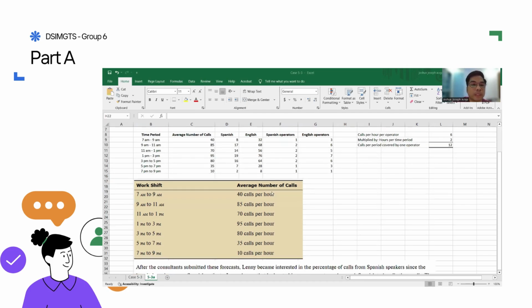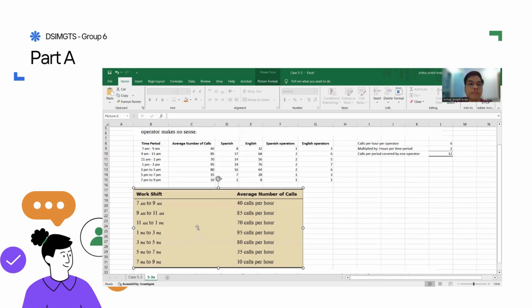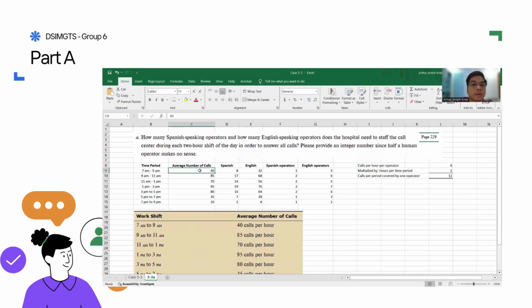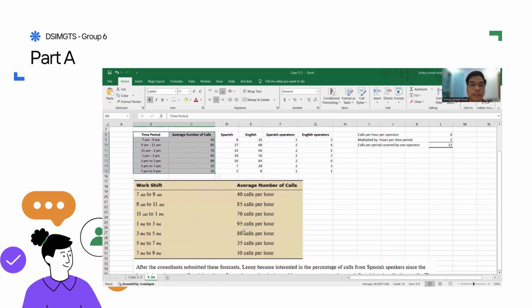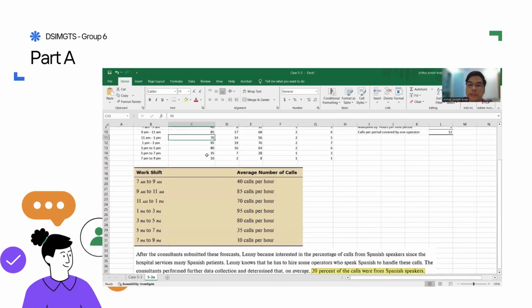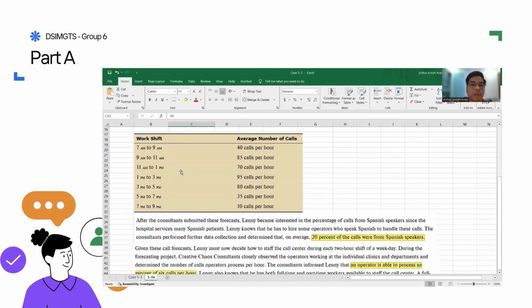So the problem gives us this table, which indicates the average number of calls for each time period from 7 a.m. to 9 a.m. up to 7 p.m. to 9 p.m. So we copy the data into this table: 40 calls per hour, 85, 70, 95, 80, 35, and 10. And then we also look at other data given by the problem.